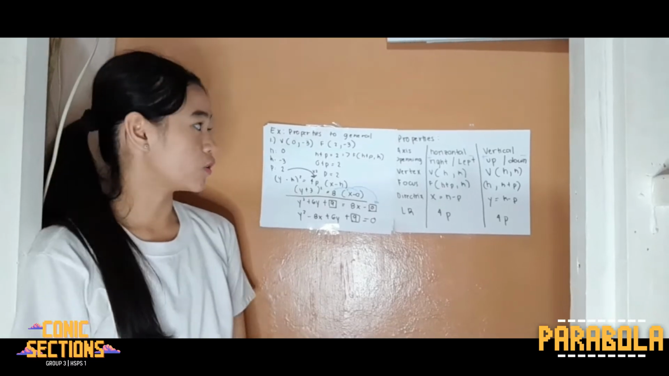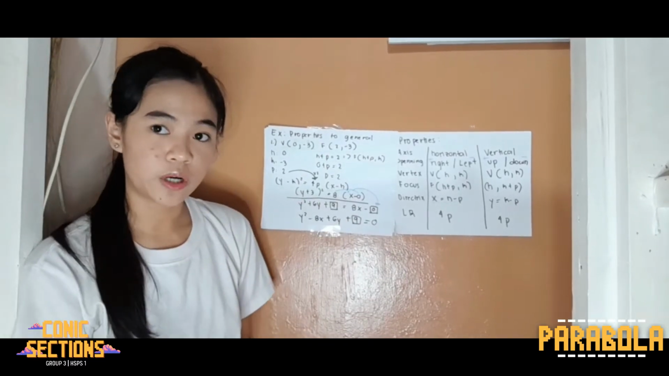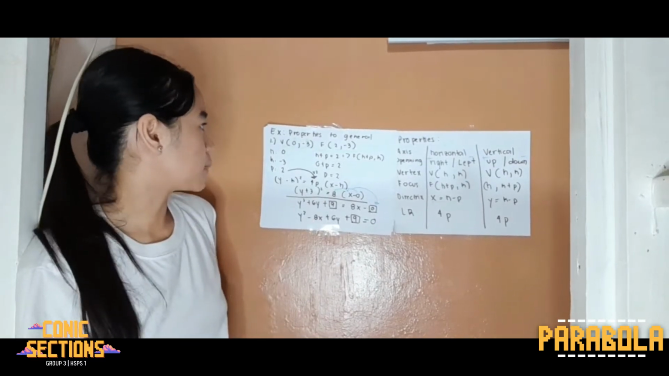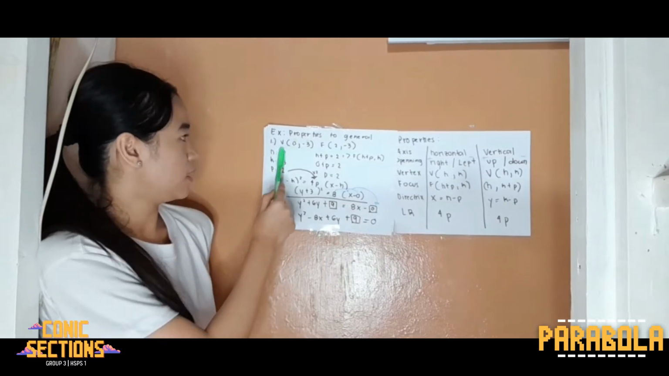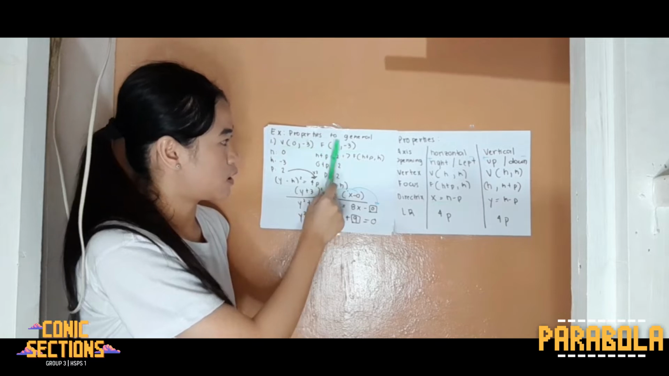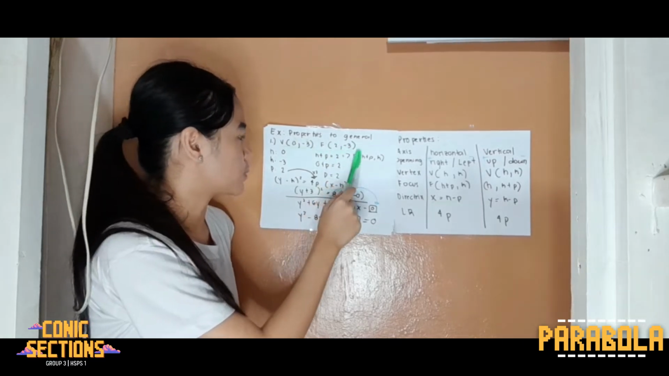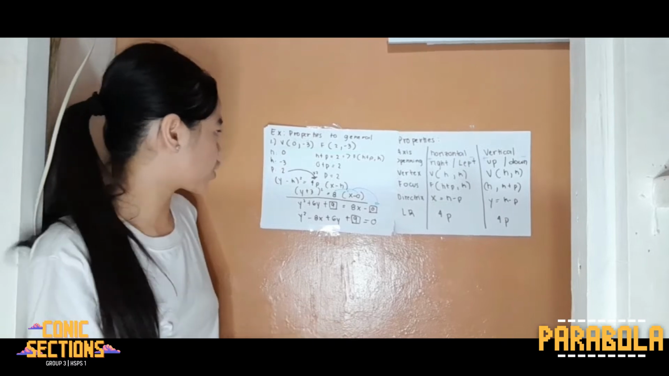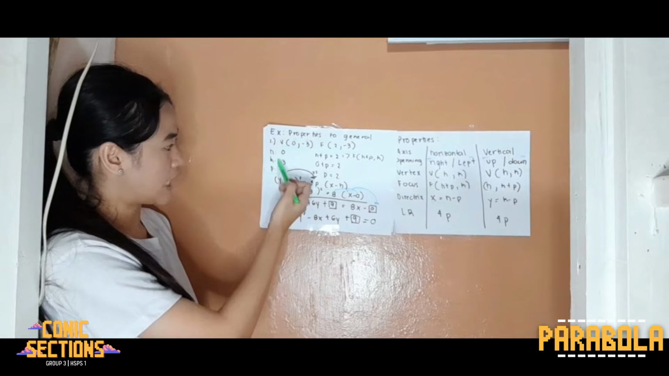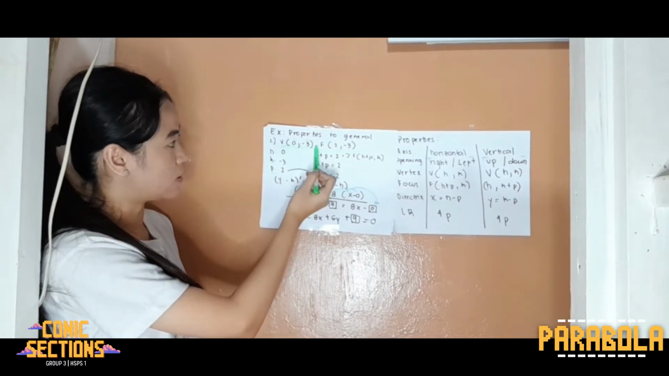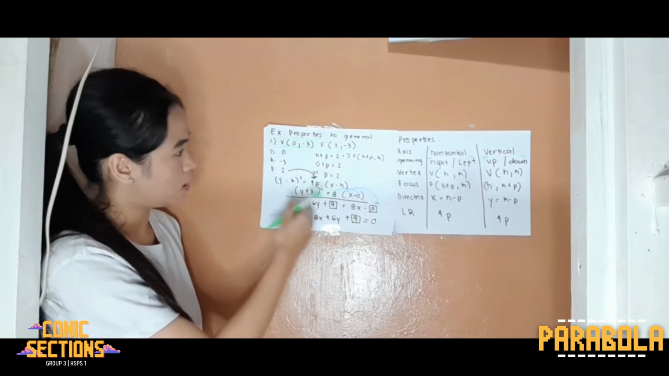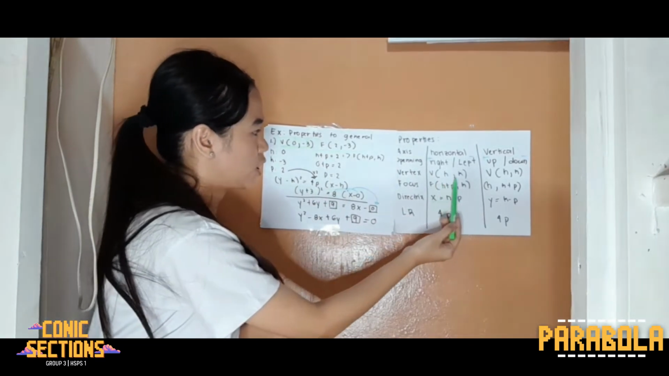We are now done solving the general to properties of a parabola. So now we are going to solve for the properties to general of a parabola. First example is V (0, negative 3), F (2, negative 3). We are going to look for the h, k, and p. So for the h and k, we just need to look at your given. It's already here. It's the V. Because from the table, V is equals to (h, k).